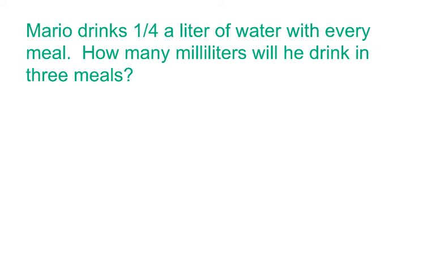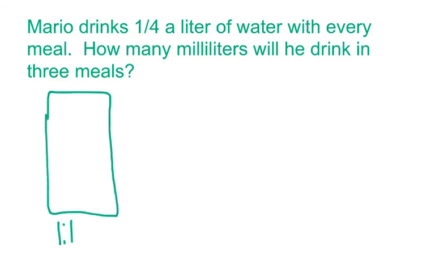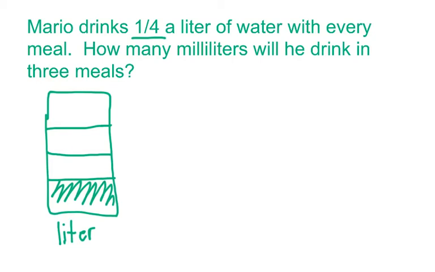All right, so let's take a look at how we can figure this out. So let's first of all draw what we could call a liter. Okay, and it says that he drinks 1/4 of a liter of water with every meal. So 1/4, that's easy enough. Let's just divide this up. So he drinks 1/4 of a liter every meal. And it wants to know how many milliliters will he drink in 3 meals. So I'm going to do this 3 times.